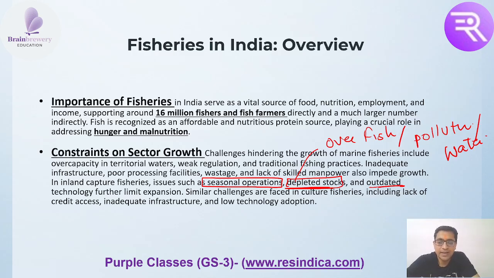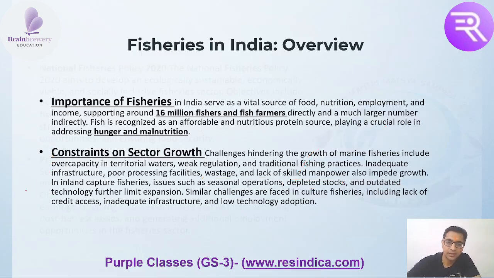So there is a need. This is what is constraining our fisheries sector. Proper credit facility, infrastructure is not there, technology utilization, low inclusion of the technology is there. So this is all related to outland and inland fisheries constraints.